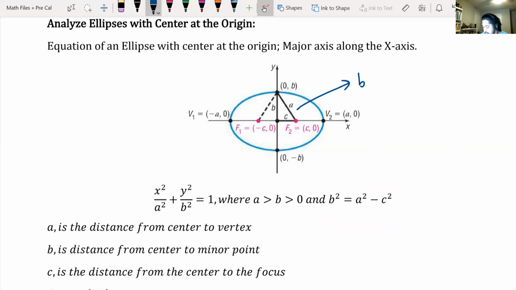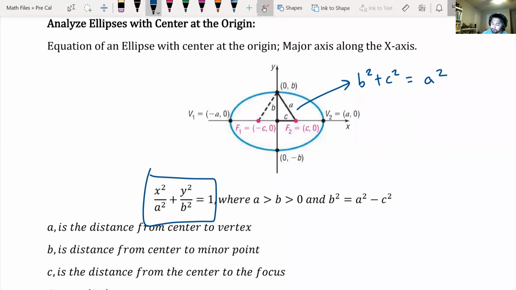So this would be b squared plus c squared equal to a squared. And of course, you can rearrange it to solve for whatever letter we need to find, whatever important piece. Okay, so if our ellipse has the major axis on the x-axis, then this is the equation we will be using: x squared over a squared plus y squared over b squared equal to 1, where a is greater than b, and both a and b are greater than 0.